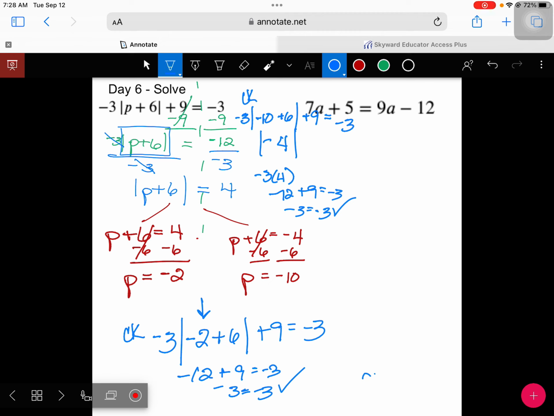Any questions about this absolute value? Does that make sense a little bit now? Okay. All right. So the second one we've dealt a little bit more with.